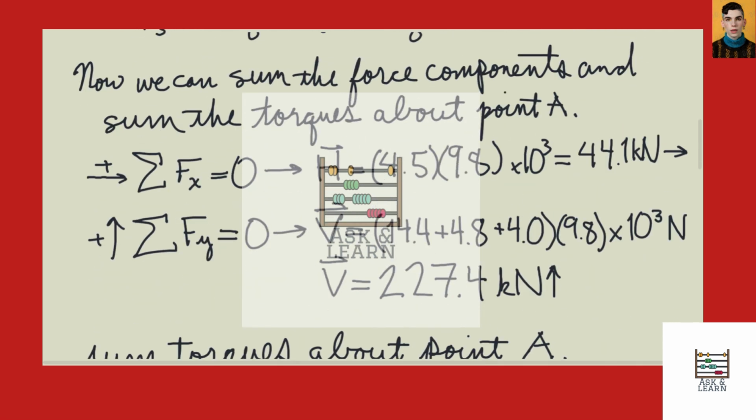Summing the opposing lateral forces first, we find that H must equal 4.5 times 9.8. This 9.8 is the acceleration due to gravity, which converts our kilograms into newtons, times 10 to the third, which is the volume density of water. We're left with 44.1 kilonewtons in the rightward going direction. That is our horizontal force H.